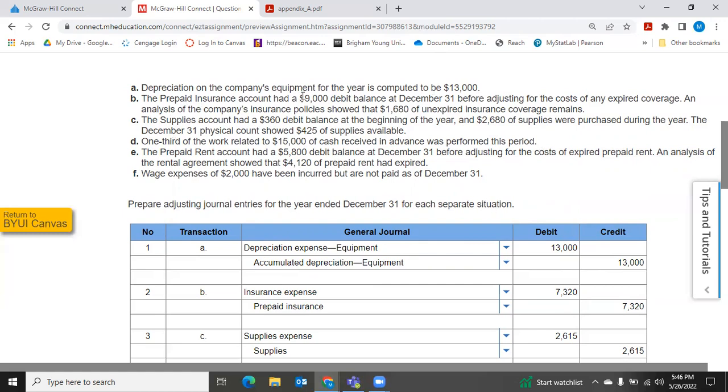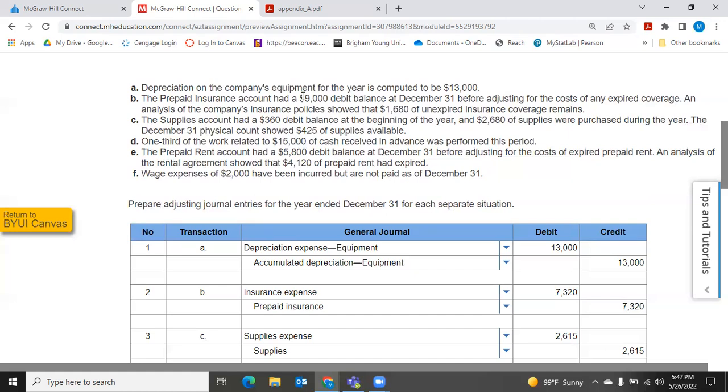For B, it says the prepaid insurance account had a $9,000 debit balance at December 31st before adjusting for the cost of any expired coverage. An analysis of the company's insurance policies showed that 1,680 of unexpired coverage remains. Again, remember the key question is, how much did I use up? I would take 9,000, what the balance was before, subtract 1,680, which is what the balance is now, and that would show that I used up $7,320 worth. Again, this is a deferred expense scenario. So I'm going to debit my expense, insurance expense, and credit my asset, prepaid insurance, by the amount we used up, $7,320.